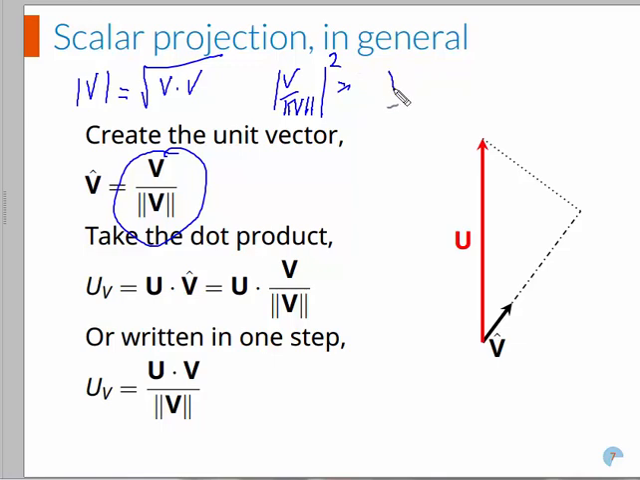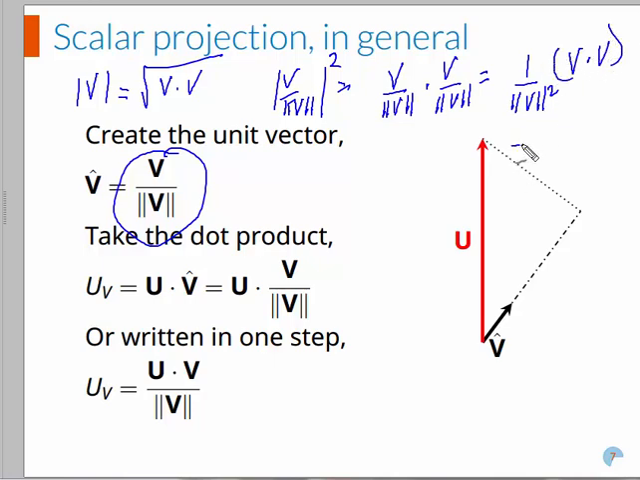Now I have v over the magnitude of v dotted with v over the magnitude of v. Those are just scalars. So the denominator, just scalars, comes out as the magnitude of v squared, and I have v dot v in the numerator. That's simply the magnitude of v squared. So the magnitude of that vector is indeed 1. It is a unit vector.